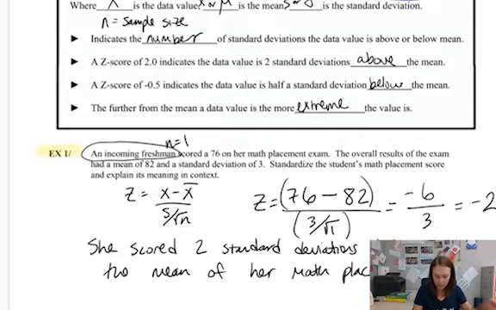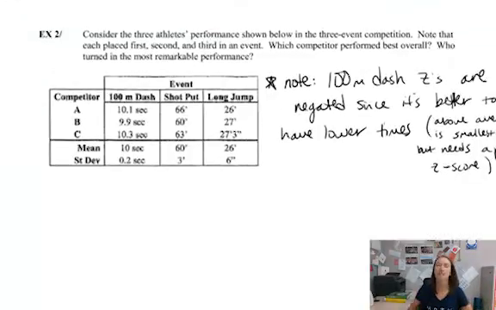Right. The next example, I'm not going to do the entire thing because it is a little bit of a long example, but I'll start you off, especially since the 100-meter dash is a little tricky, and then I'll have you guys finish the problem. So consider three athletes' performances shown below in the three-event competition. Note that each of the competitors placed first, second, and third in one of the events. Which competitor performed best overall?